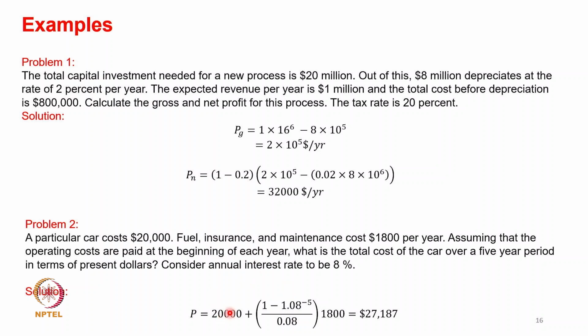So again, it would be P. So you have your initial cost 20,000 plus (1 minus 1.08 power minus 5, which is corresponding to the 5-year period) divided by 0.08, which is the annual interest. 1.08 comes from 1 plus 0.08, and into 1800 is the maintenance cost. So it comes out to be 27,187.